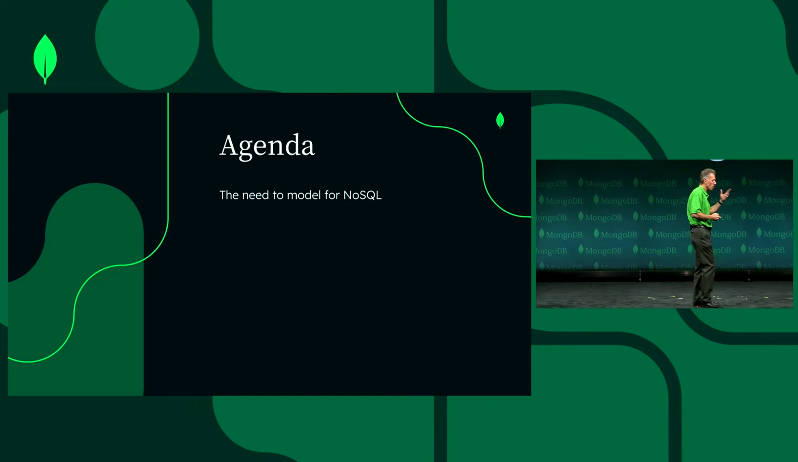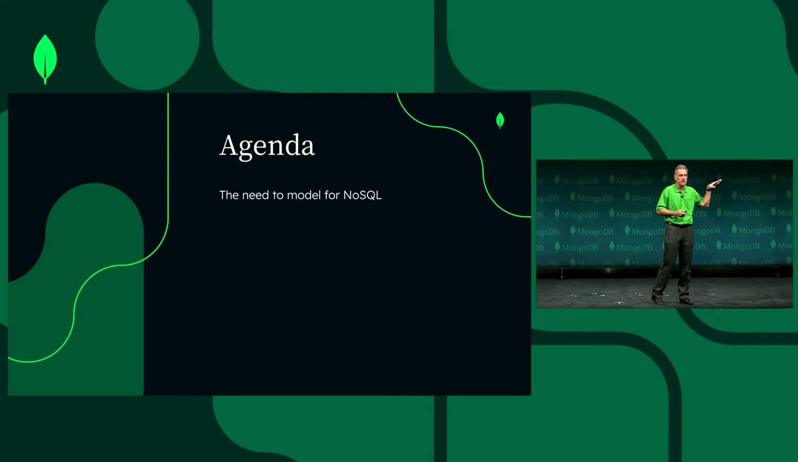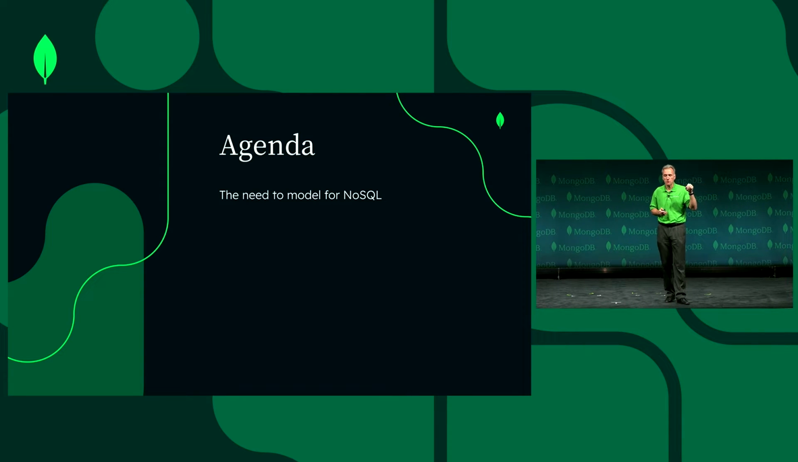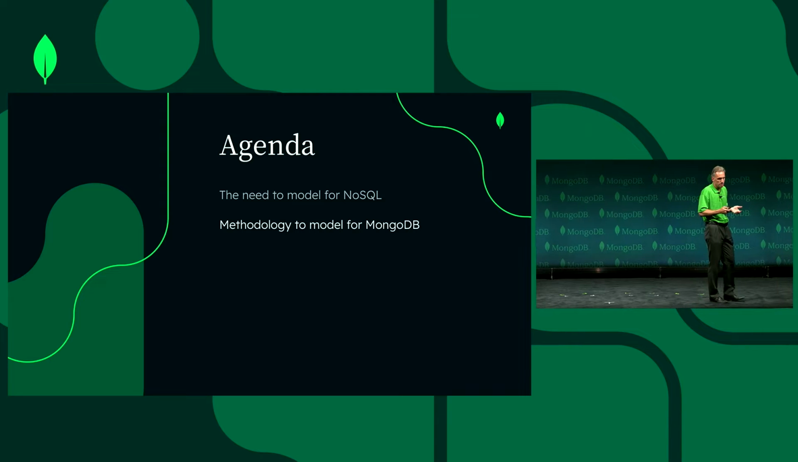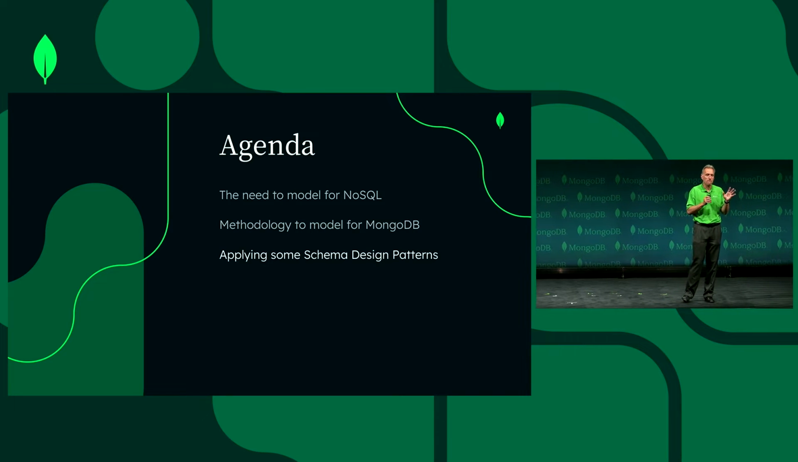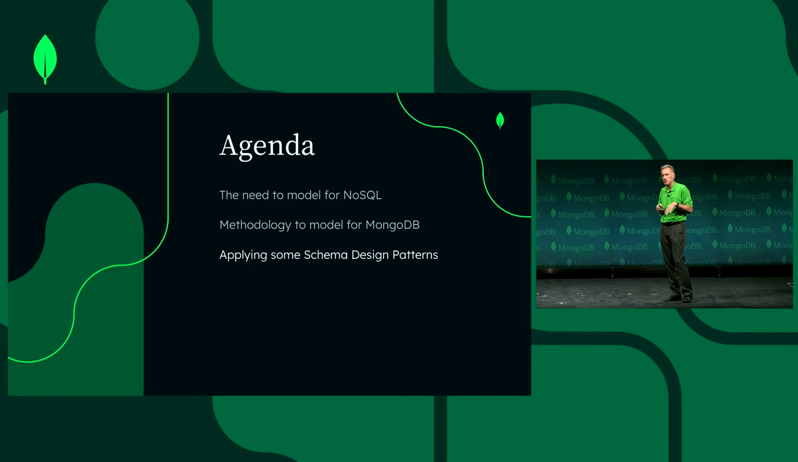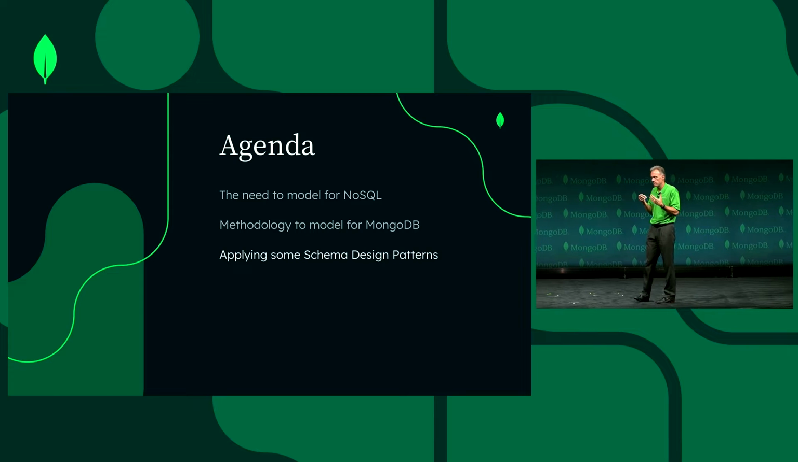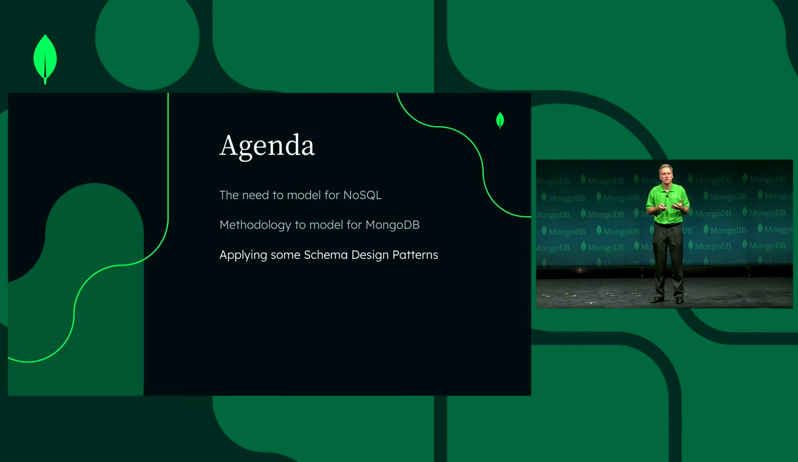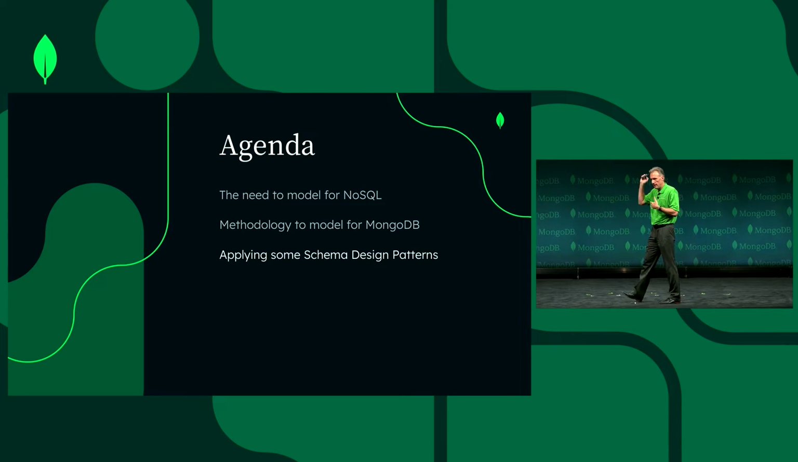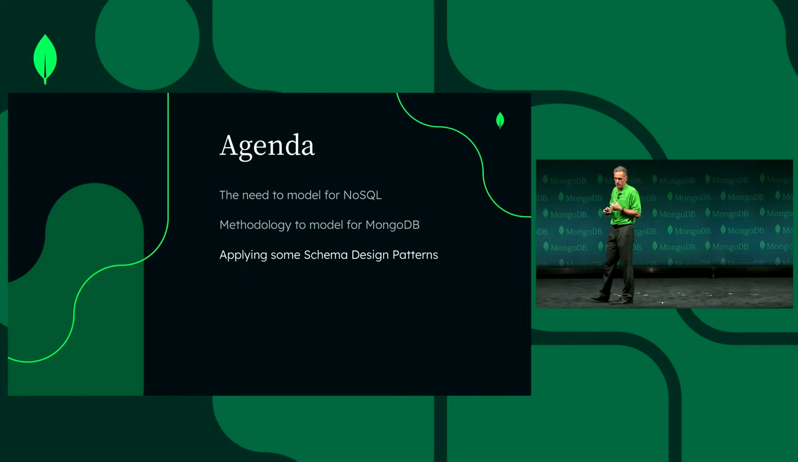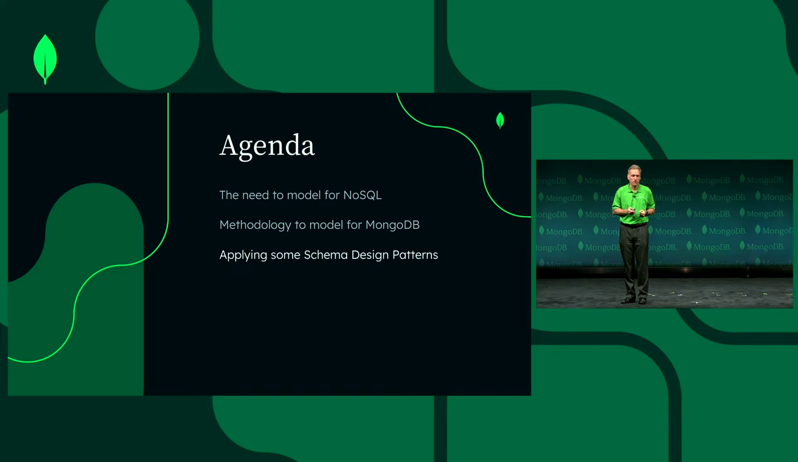OK, so our presentation right now is going to be divided into 3 sections. So we'll start with the need to model for NoSQL and MongoDB. Then I'm going to introduce a methodology to model for MongoDB. And finally, part of that methodology, there's a phase that is oriented toward applying schema design patterns, and that's exactly what you're going to do on our little ETL example that we've shown earlier. So we have a lot to cover. Let's get going.